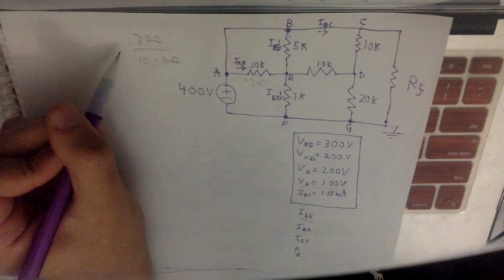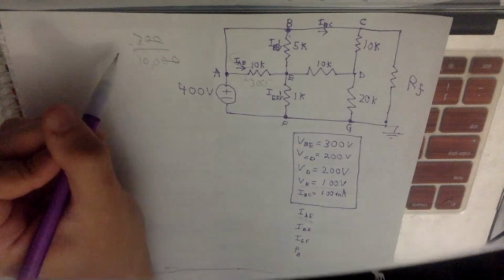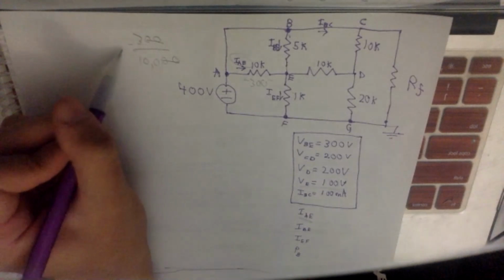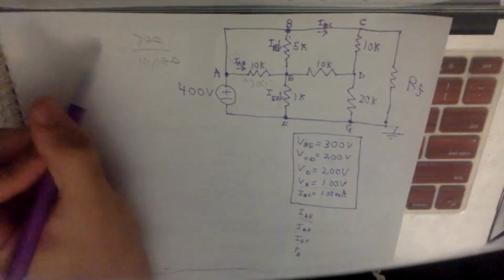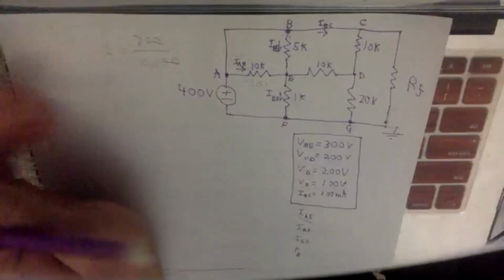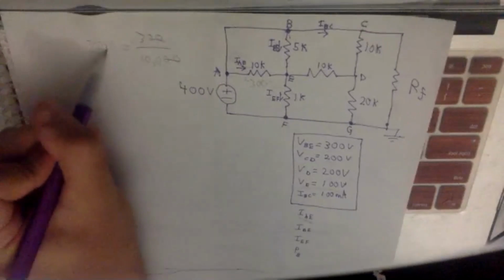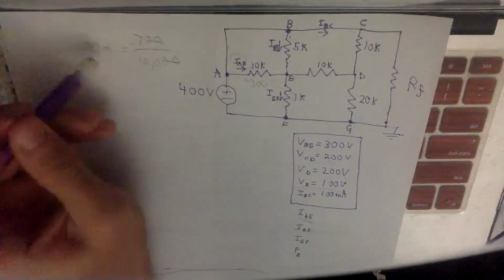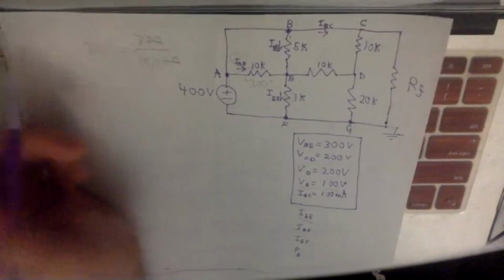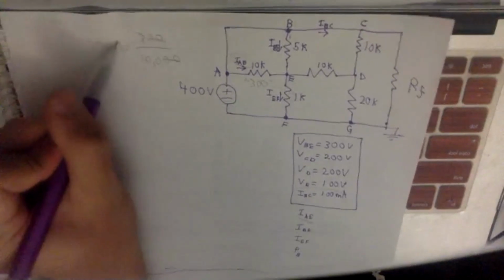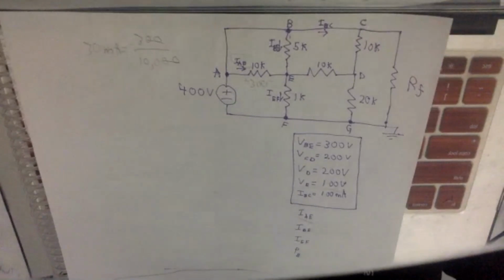Did I do this right? Sure. 3 divided by whatever, that's going to equal 30 milliamps. Good, good. Should be pretty simple.